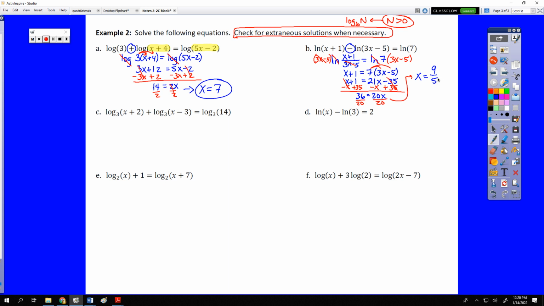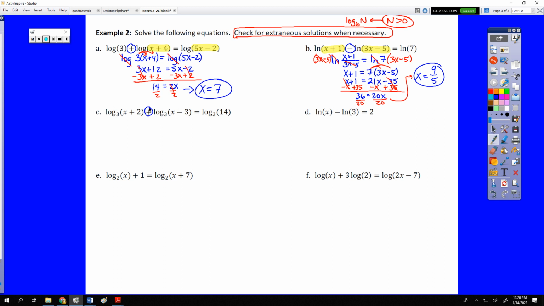And again, we need to check that number against the original problem. We need to ask ourselves, if I plug in 9/5, is either one of these negative? Well, x plus 1 would be 9/5 plus 1. That's definitely positive. That would be 14/5. And 3 times x minus 5 would be 3 times 9/5, which would be 27/5, minus 5, which would be 2/5, and is still positive. So the answer would be 9/5.